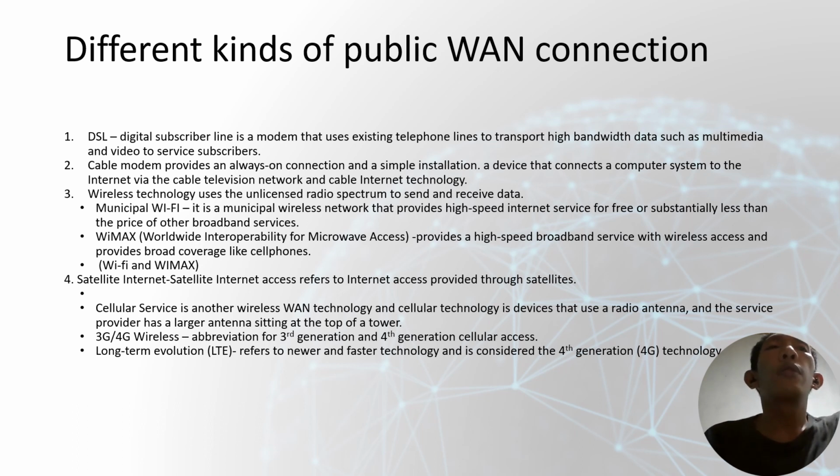Satellite internet. Satellite internet access refers to the internet access provided through satellites. Cellular service is another wireless technology. Cellular technology uses devices with radio antennas, and the service provider has a larger antenna set at the top of the tower. 3G and 4G wireless are abbreviations for third generation and fourth generation cellular access. LTE, or Long-Term Evolution, refers to the newer and faster technology, and is considered a fourth generation technology.